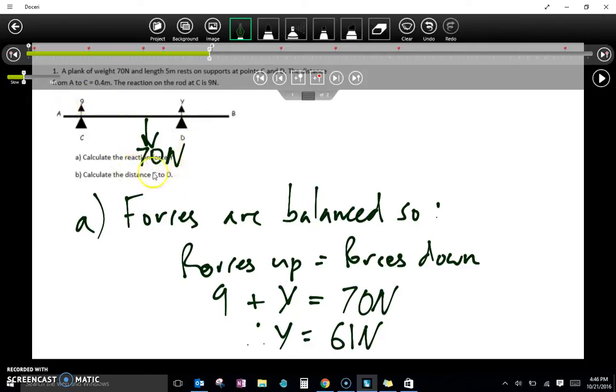So we can say the forces up, which are 9 and Y, if we add those together, they must equal the forces down, which would be the weight of the plank. Now look where I put the weight. The weight would act at the center of gravity, so I'm going to put it right in the middle of the plank there. If this is true, then Y is easily, we can work that out, 61 newtons.